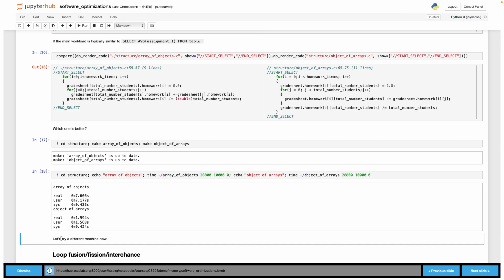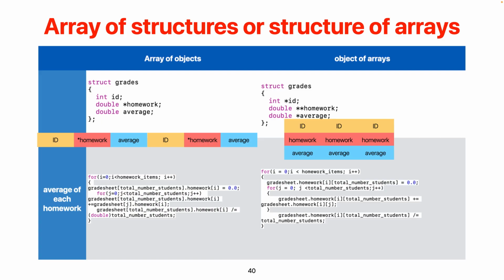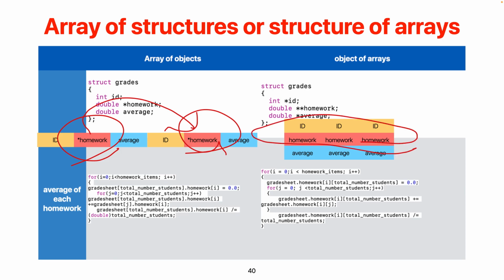All right, but set that aside, right? The rationale is this. If you do an array of objects, your access pattern is pretty much like: I go through one homework and then go to another, right? But if you do an object of arrays, all the homeworks are just within the neighboring stuff. So that's why object of arrays is more efficient.